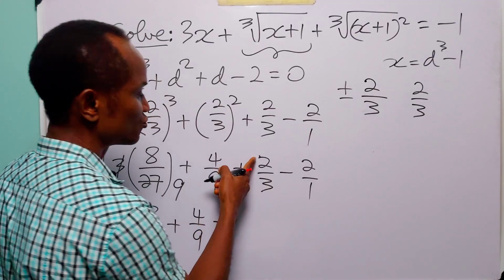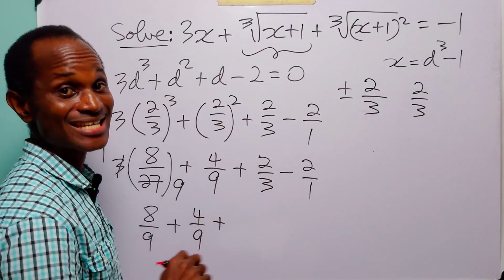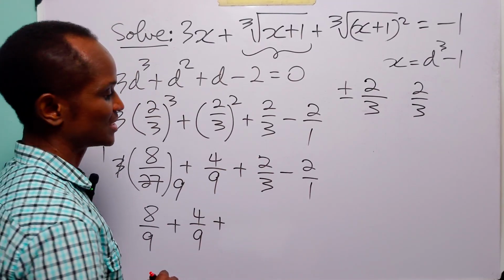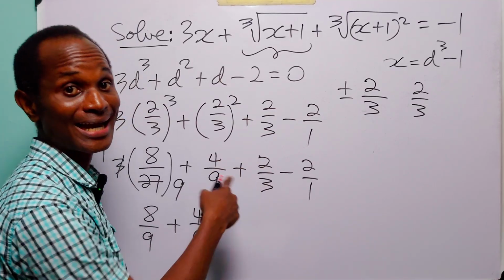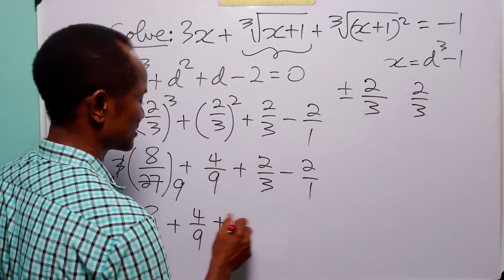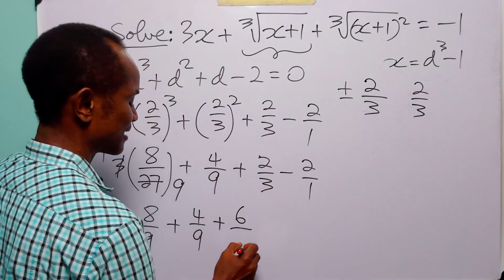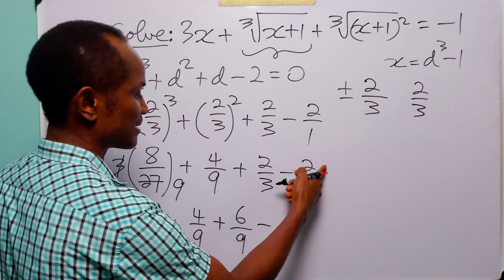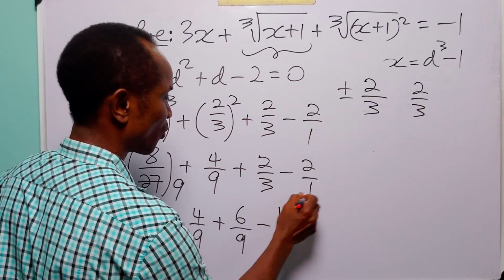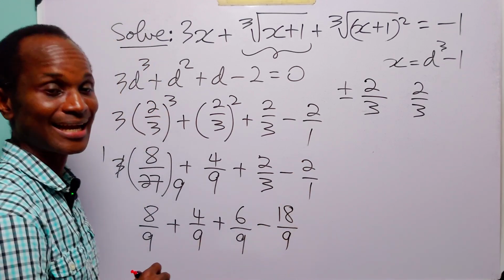Let us write 2 over 3 with 9 as the denominator. To do that, we simply multiply both the numerator and the denominator by 3. So 2 times 3 is 6 and 3 times 3 is 9. We do the same thing here. 2 times 9 is 18, and 1 times 9 is 9.